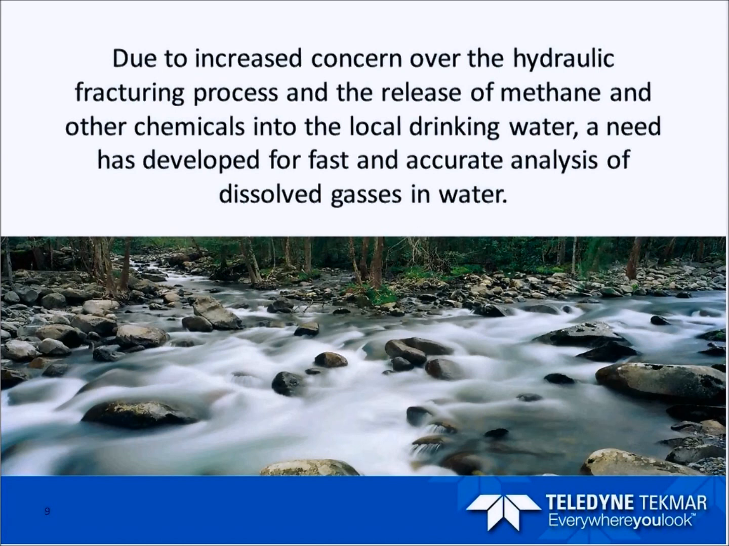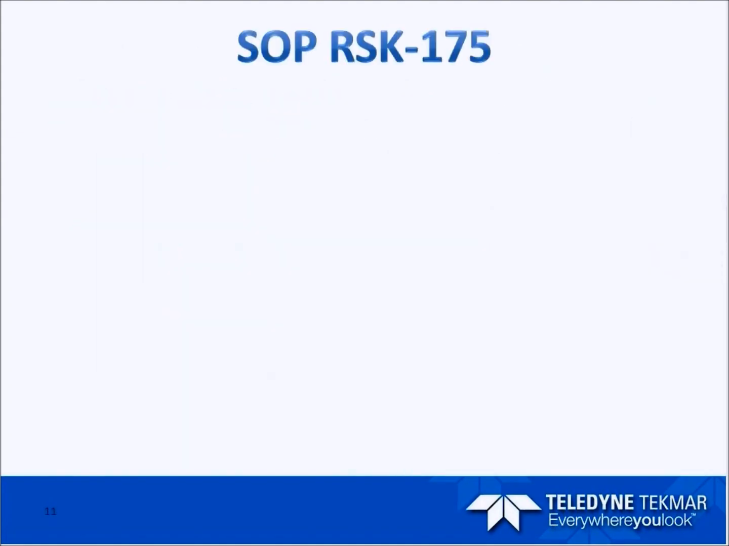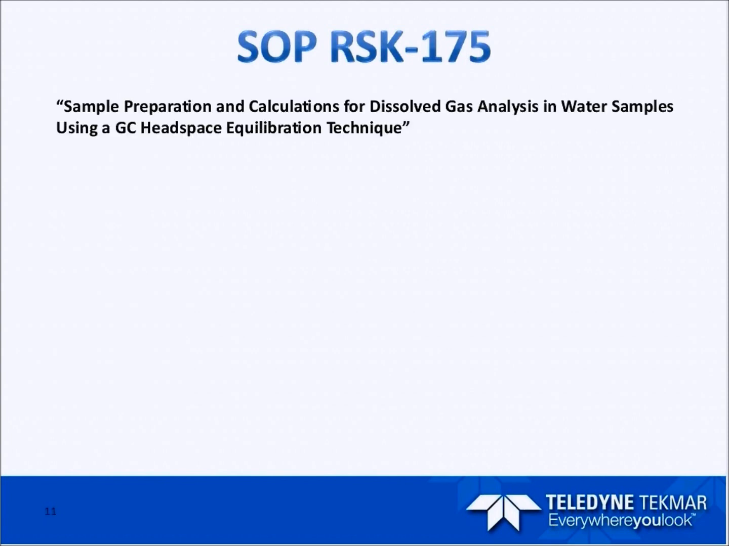So we're going to examine a couple of the current methods right now, and then talk about a couple of new methods. So again, how do we test for dissolved gases in water? The current method that has been used is SOP RSK175. It's an EPA SOP. It actually has a title: Sample Preparation and Calculations for Dissolved Gas Analysis in Water Samples Using GC Headspace Equilibration Technique.